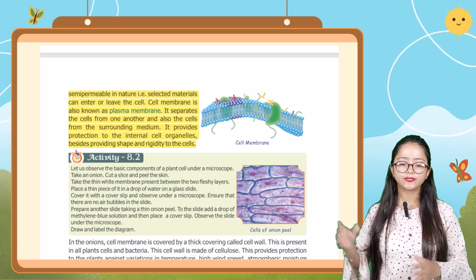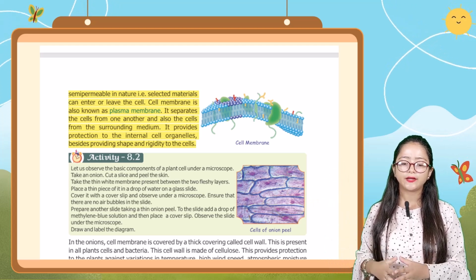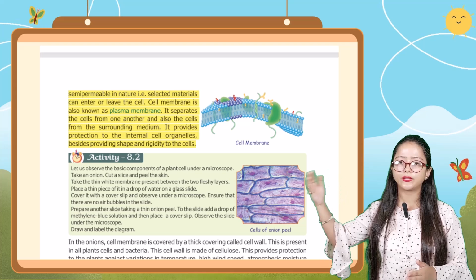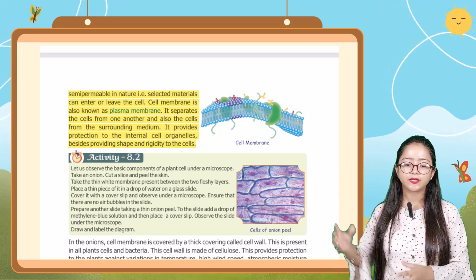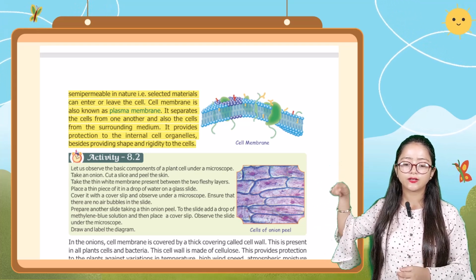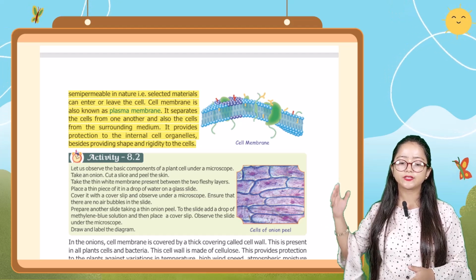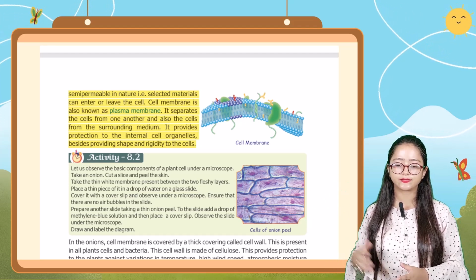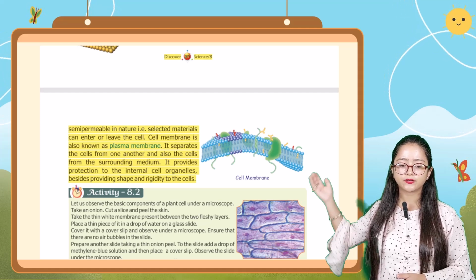It separates the cell from one another and also the cells from the surrounding medium. It provides protection to the internal cell organelles besides providing shape and rigidity to the cells. Here you can see the image of the cell membrane.